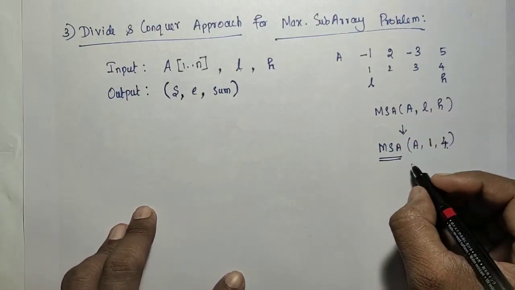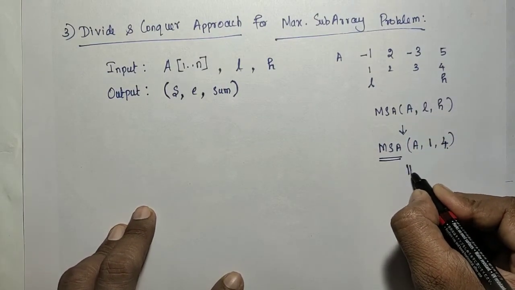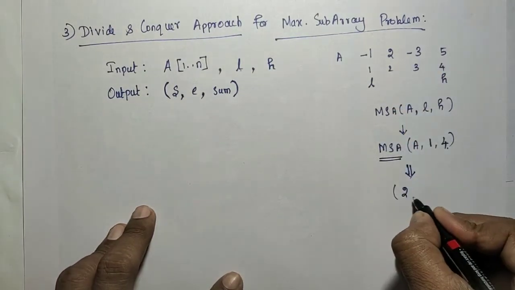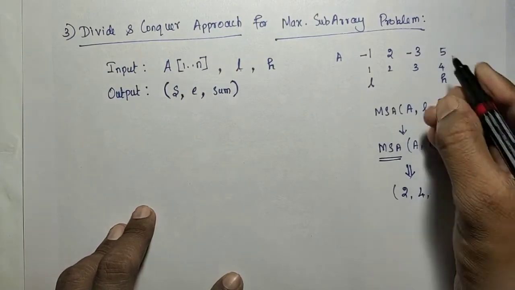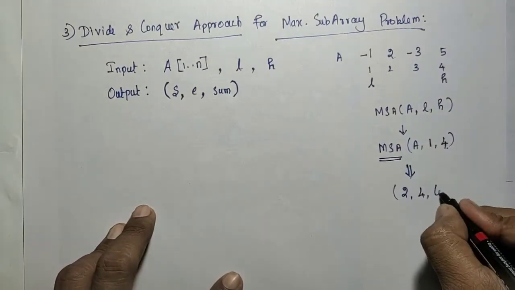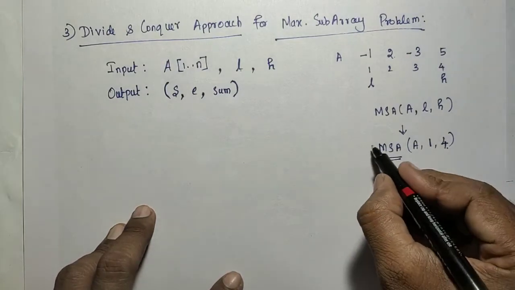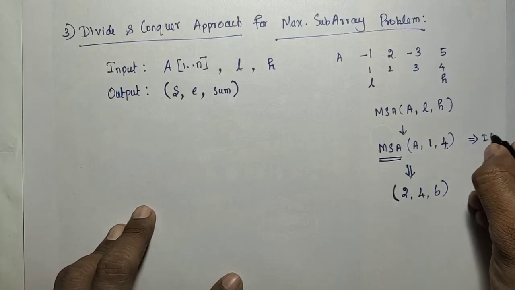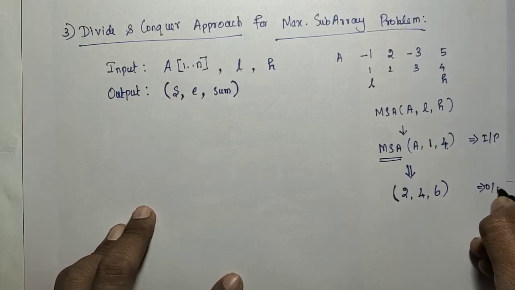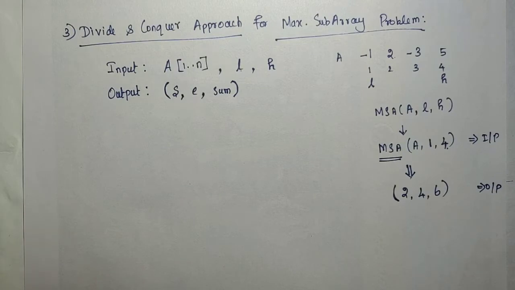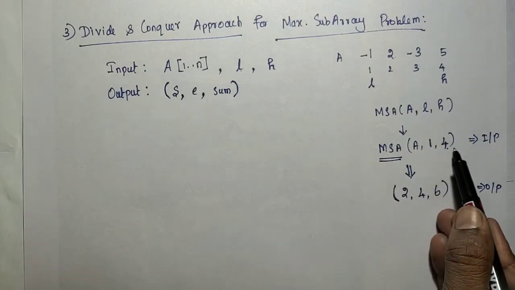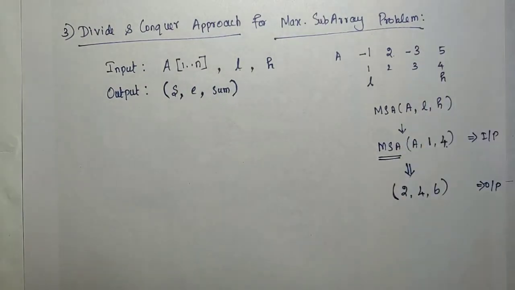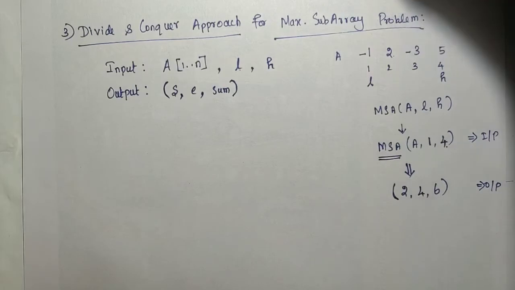So here what will be the output? If this is the call, the result will be starting index 2 and end index 4, and the maximum summation is 6. So this is the original call, and this is the result. If this is the input and this is the output, that is how we are going to execute. So maximum subarray of A comma 1 comma 4 returns 2 comma 4 comma 6 for this input. Like that we are going to design it.